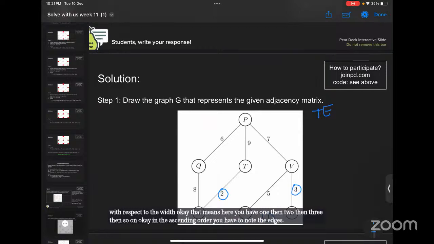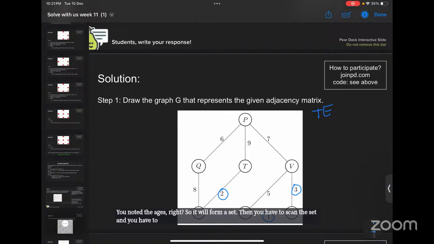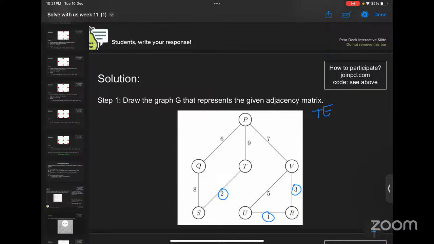The third step is you have to scan the set. You noted the edges, right? So it will form a set. Then you have to scan the set and discard the edges which are forming cycles. And if you discard those edges, then the remaining set will be your TE.